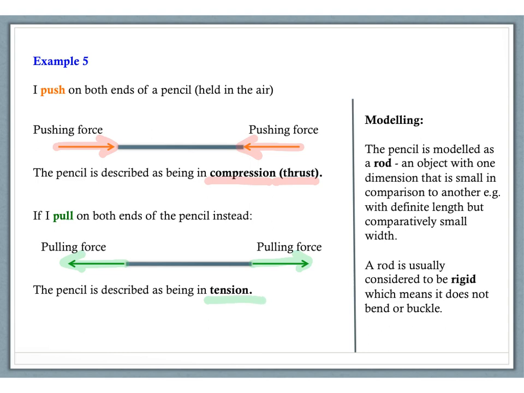Now, some interesting modelling assumptions here. The pencil is modelled as being a rod, which has a very specific meaning in maths again that you need to learn. It is an object with one dimension that is small in comparison to another. For example, it's got a definite length in this case, but a comparatively small width. So we only consider the length of the pencil, the length of the rod. We don't worry about its width. Now, a rod is usually considered to be what we call rigid, which again has a very specific definition in mechanics. This means that it does not bend or buckle.